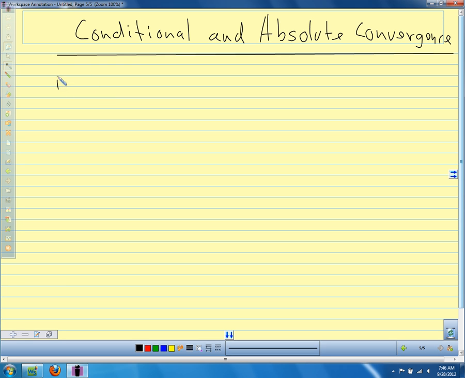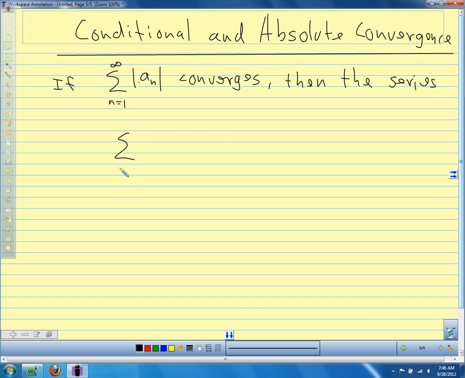If the sum n equals 1 to infinity of the absolute value of a sub n converges, then the original series also converges.